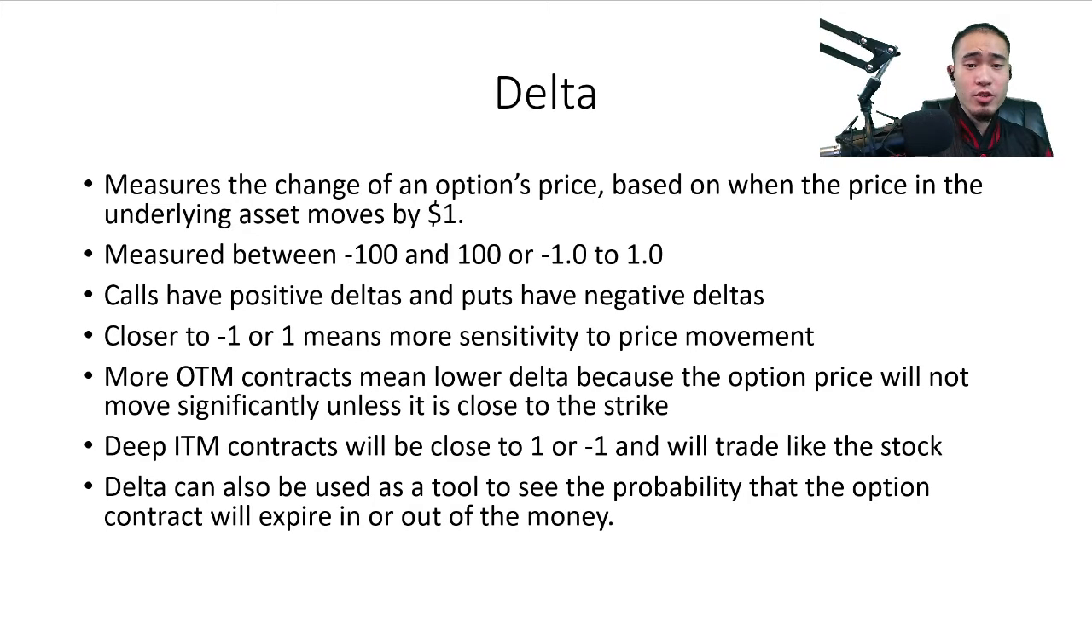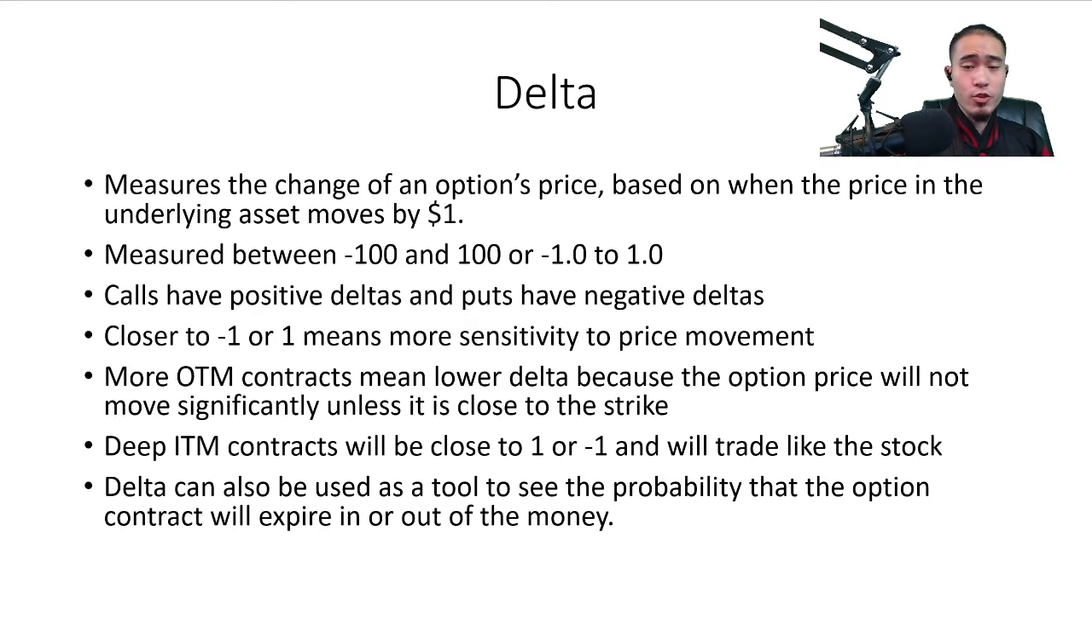More out of the money contracts mean a lower delta because the option price will not move significantly unless it is closer to the strike price. Deep in the money contracts will be close to 1 or negative 1 and will trade like the stock.